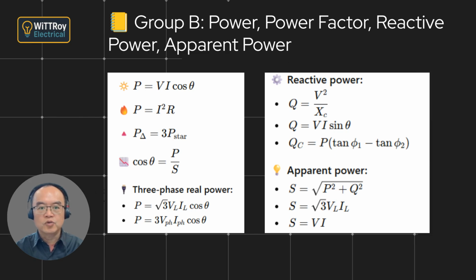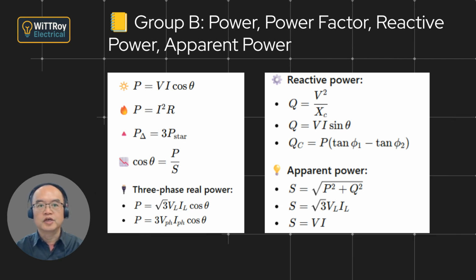Now we go to the last formula in Group B. The formula is S equals V times I. This formula calculates single-phase apparent power. S means apparent power in volt-amps. V is voltage in volts. I is current in amps. Repeat, S equals V times I.